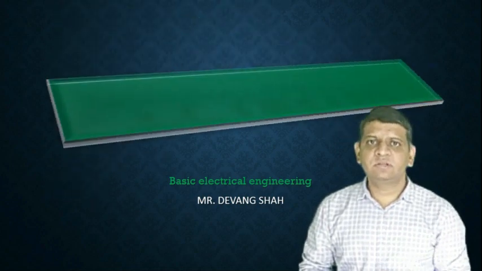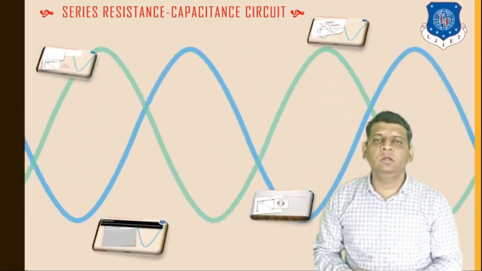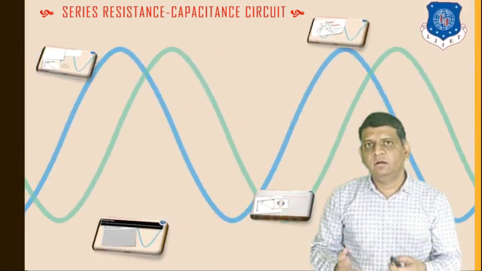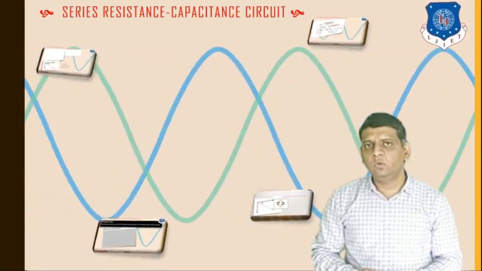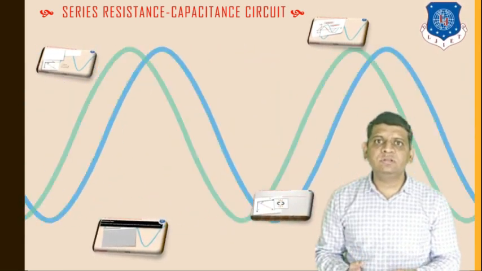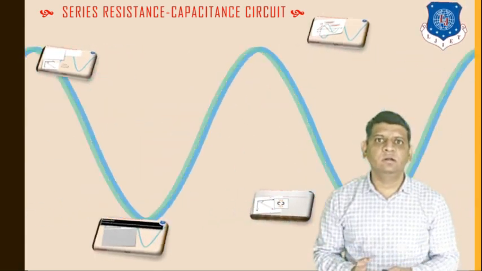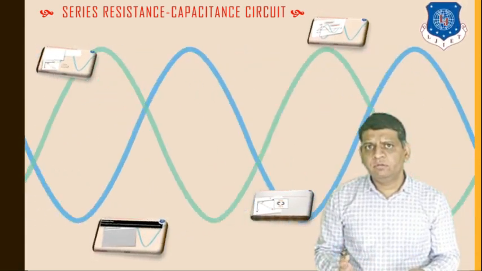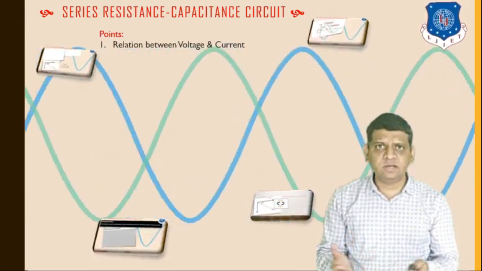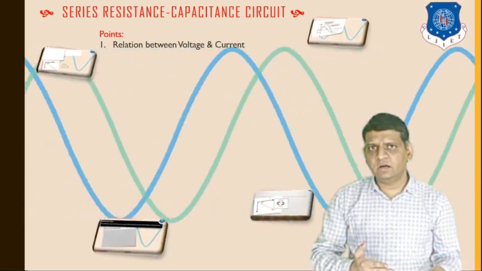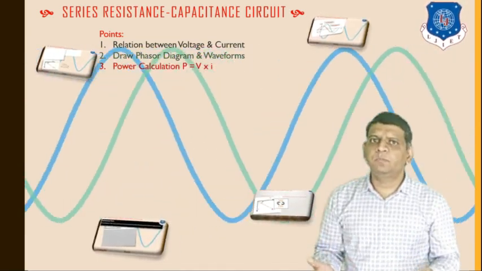Right. So let's first start. Dear students, we have been discussing about the AC circuits, where in our previous session we have discussed series RL circuit. Now in our today's session, let us discuss about the series resistance capacitance circuit. This is defined as a series RC circuit. Now our terminology is same, where we have to first discuss about 3 points. Point number one, the relationship between voltage and current, the phase difference between voltage and current. Point number two, that is to draw the waveform and phasor diagram. Point number three is the power calculation.